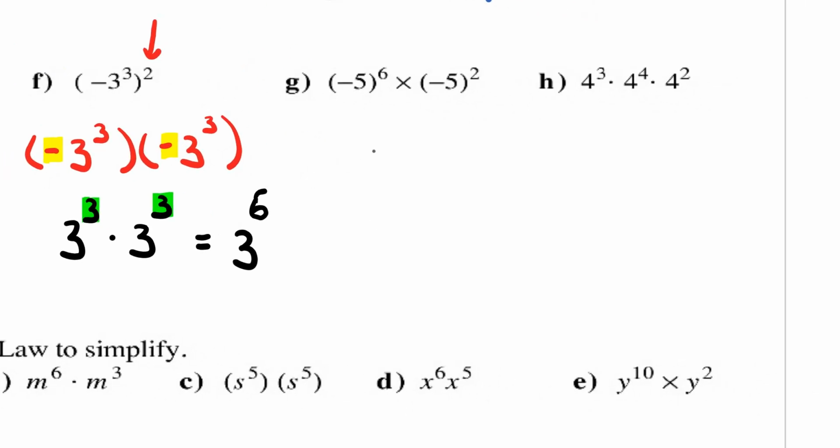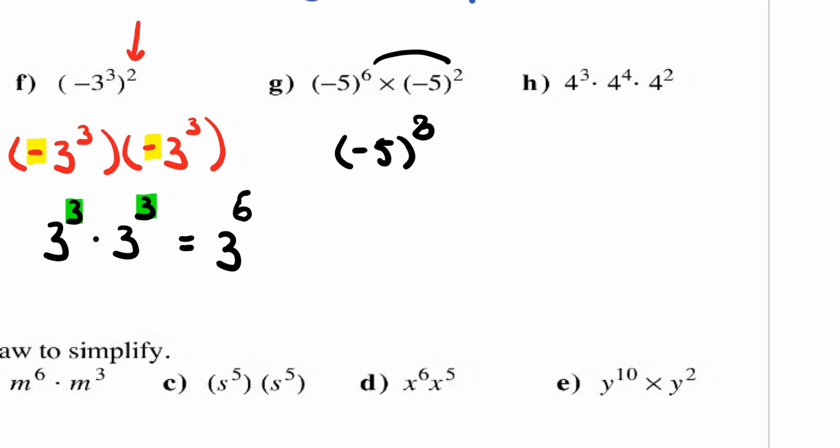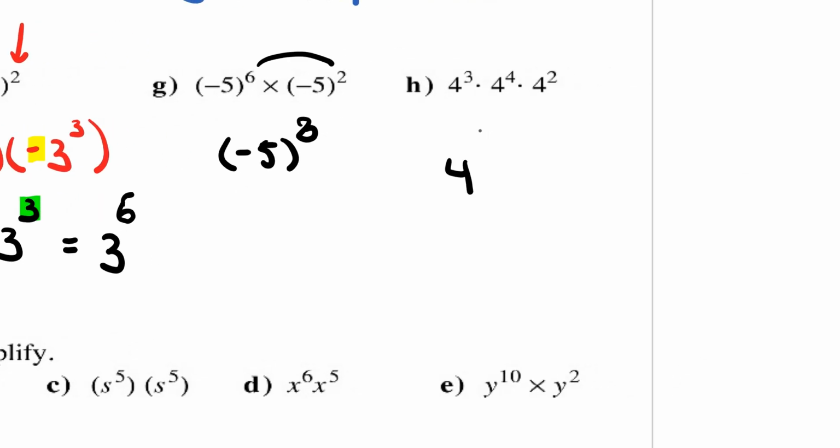For letter G, since the bases are the same, you just add these. So 6 plus 2 is going to be 8, so negative 5 to the power of 8. And this one here, you just add all these powers, right? So 3 plus 4 plus 2, and if you add that all up, you get 4 to the power of 9. All right, so you're just adding the powers there if you're multiplying when the bases are all the same.